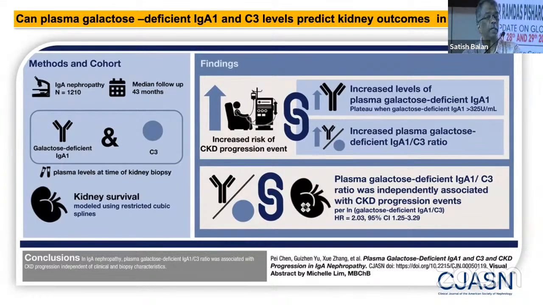Now we know that an abnormal IgA molecule is coming into the circulation. What is the abnormality? We know the hinge region is abnormal. What is the significance? It is reported that the ratio of this abnormal IgA to C3 level will denote the progression of chronic kidney disease. So if you are able to identify this particular factor, you can pinpoint the progression of kidney disease.